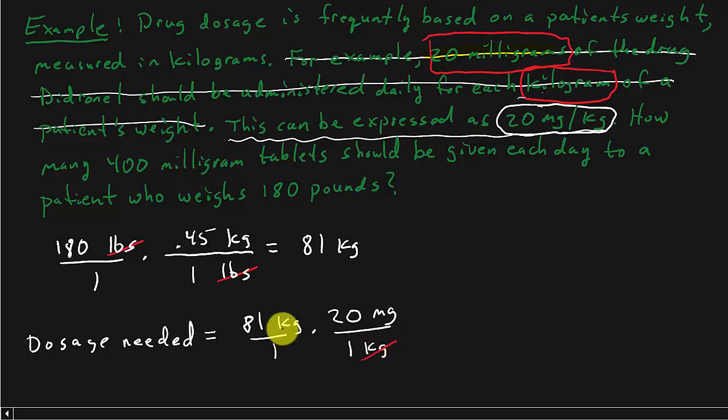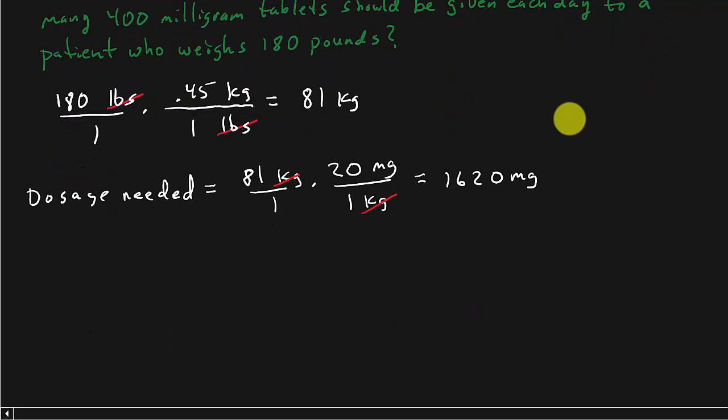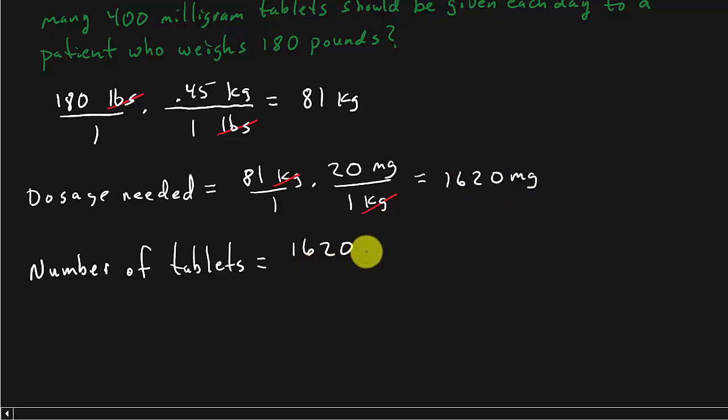And so you can see the kilograms cancel, and so I am left with 1,620 milligrams. This right here, that's the total amount of medicine they need. So now we can go ahead and figure out the number of tablets. Okay. So the number of tablets, well, we need this total. So that's 1,620 milligrams total.